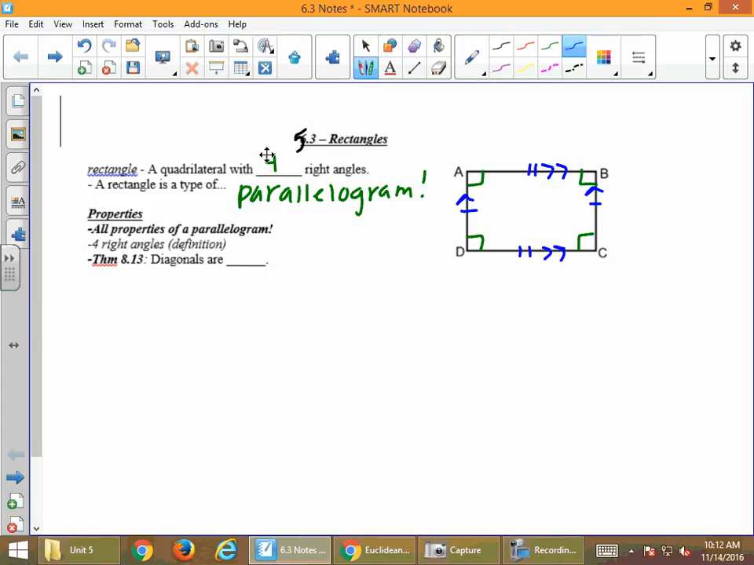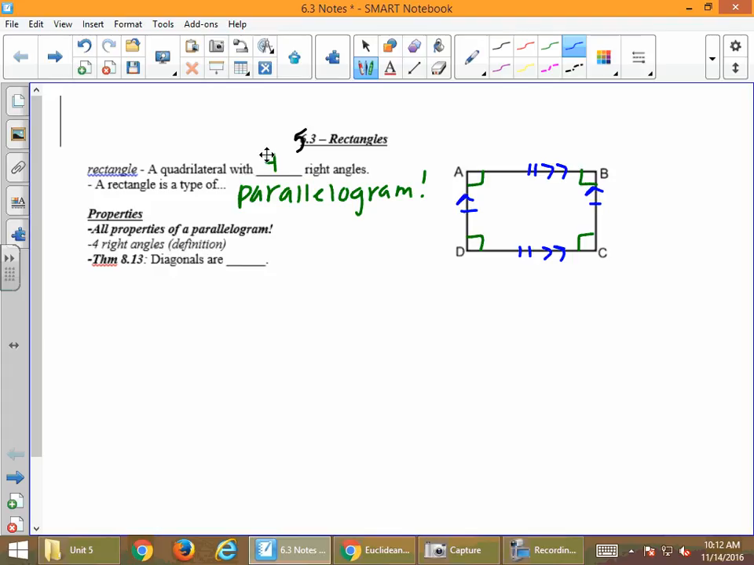What else do we know about parallelograms? We know about their opposite angles. Their opposite angles are the same. If you notice in the diagram, that's still true. They're both 90. What do we know about the angles that are next to each other? They add to 180. And 90 plus 90 equals 180. So that still holds true.